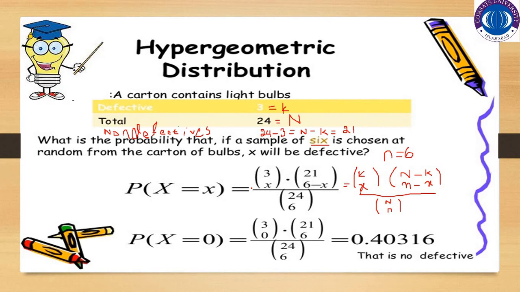So if you want to find the probability that there is no defective, and as X is representing the number of defectives, we will substitute X is equal to 0, which is equal to 3C0 21C6 whole divided by 24C6, which is equal to 0.40316. That is the probability of the number of defectives.